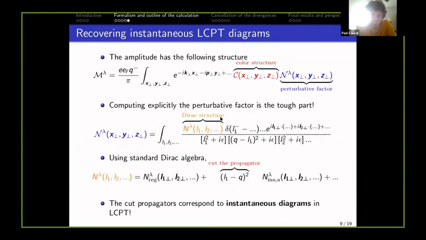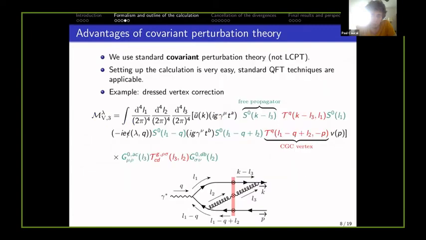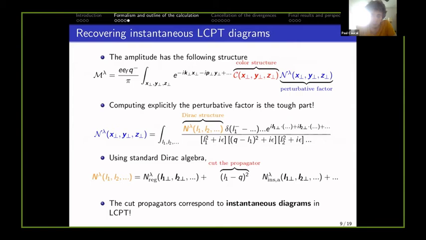All right, so if you work out this formula a little bit, exposing all the free propagators and CGC vertices, you can organize the amplitude as a convolution between a color structure, which depends on the Wilson lines, and a perturbative factor in blue. The computation of this perturbative factor is actually the tough part of the calculation. Again, it can be organized in the following way: we have the numerator, which is basically the Dirac structure of the diagram, some Fourier phases coming from the Fourier transform in the Wilson lines, and also the propagators.